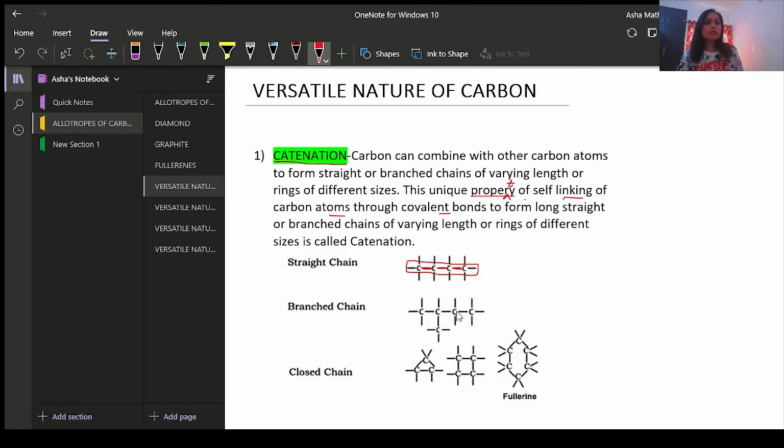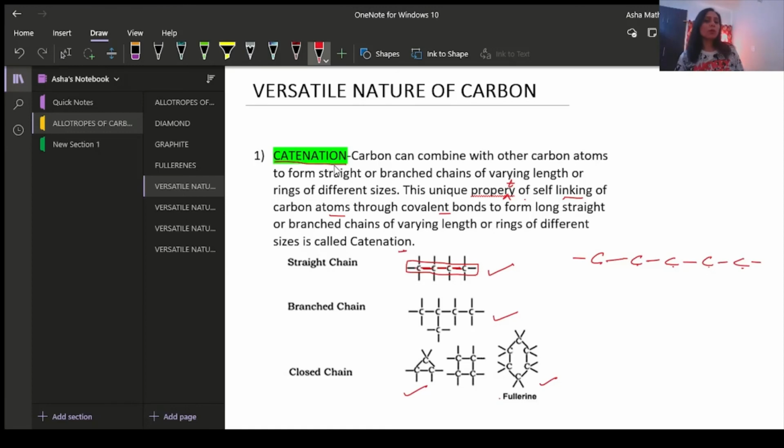Now, because of this self-linking, it is not only forming straight chain compounds, it is also forming branch chains, and closed chains or ring kind of structures also. The same thing is written here, that this is a unique property of self-linking of carbon atoms through covalent bonds to form long, straight or varied chains of varying length or rings of different size in catenation. This is one carbon atom attached to the next carbon atom, attached to the next carbon atom. So here you are seeing that carbon is linking itself to the neighboring carbon atoms by covalent bond. So this is catenation.